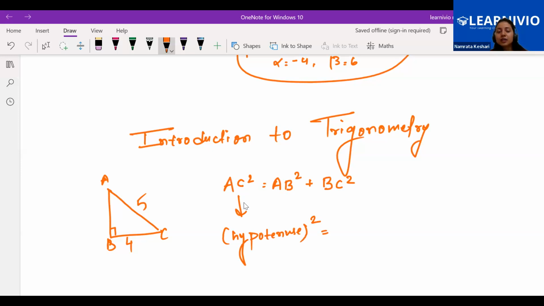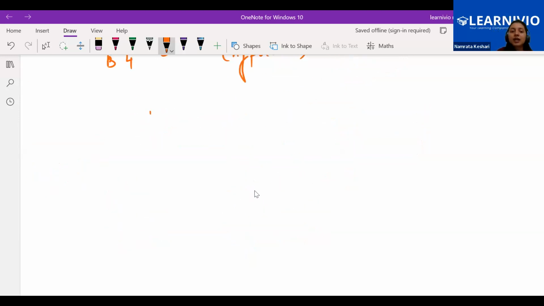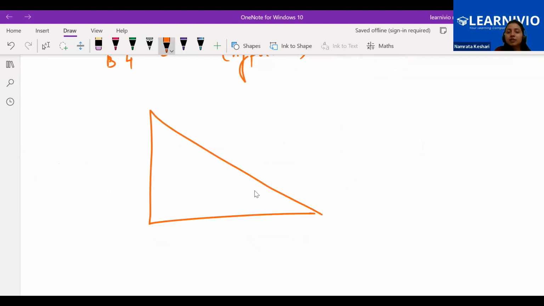Exactly. This is the formula given by Pythagoras. The mathematician's name is Pythagoras, and hence we call it Pythagoras theorem. Whenever you are having a right angle triangle, that means a 90-degree angle is there, one of the angles is 90 degrees, then you can use this formula. This is such a magical formula.